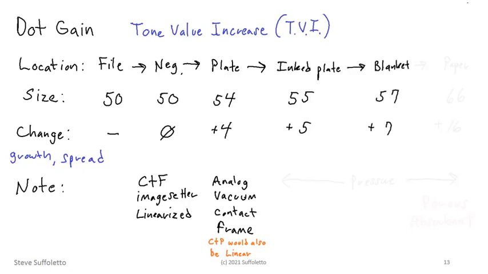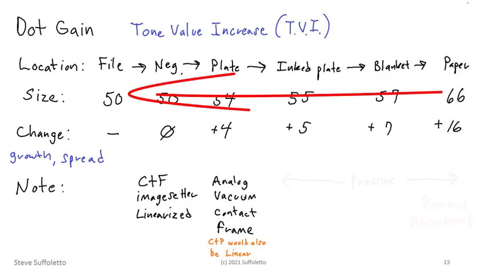You take that ink on the plate and you squeeze it against the blanket under pressure, and it's now going to grow maybe another 2% for a total of 7%. So the total dot gain is 57%. Take that inked dot on the blanket and now really squeeze it hard onto the paper against the impression cylinder, and that dot is going to grow maybe a total of 16%. So the dot will now measure 66%. So if you measure the area, 66% on paper, and you reference and compare that back to the original file at 50%, 66 minus 50 is 16% dot gain.